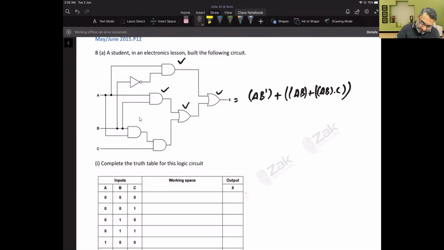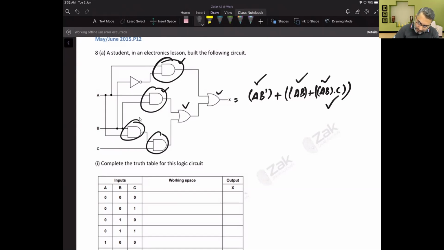So this one is A and B naught. This one is A and B here. This one is A and B again, but this is being ANDed with C over here. And these two are being ORed over here. And the whole result is being ORed with this over here. So there we go.